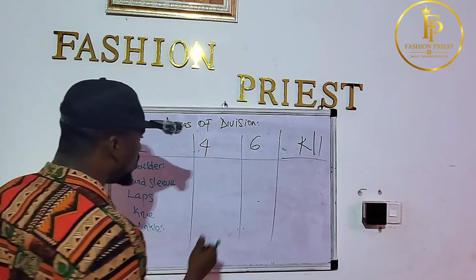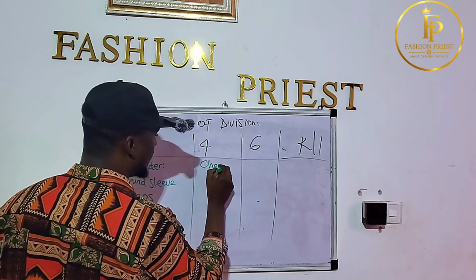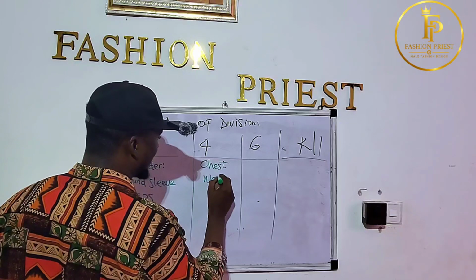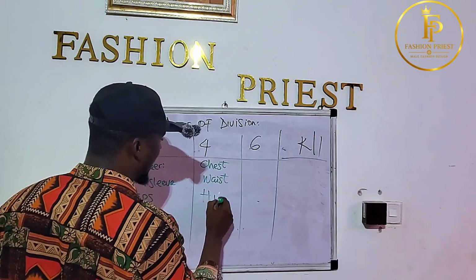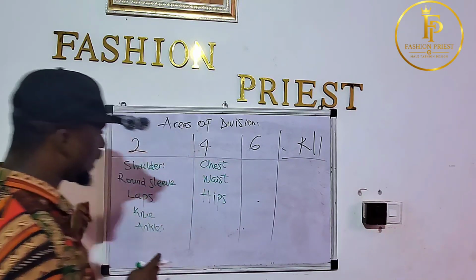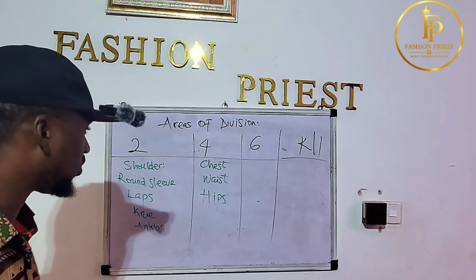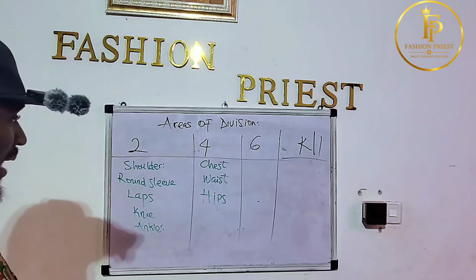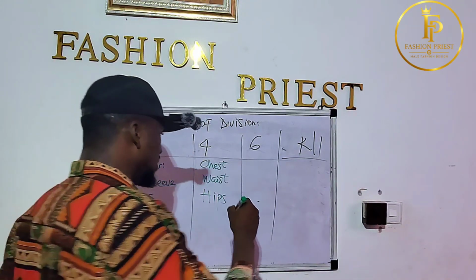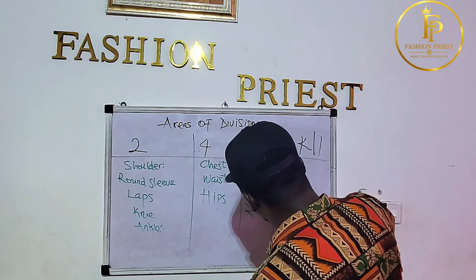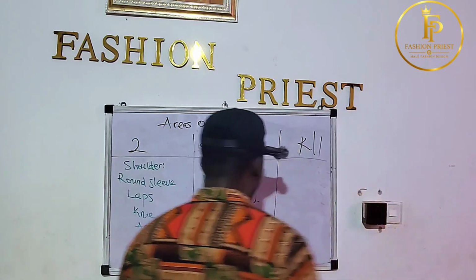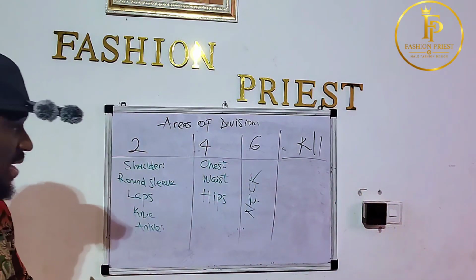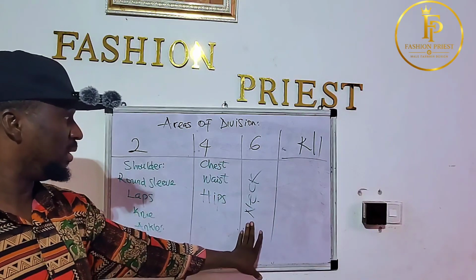Now, for the four column, we have the chest as the number one, we have the waist as next, and we have the hips as the last one as well. That means anything you have on the chest, waist, or hip, divide them by four. That's the simplest thing. Then for the six, we have only the neck as the only thing you divide by six. I will explain to you why it's by six as we progress. Let me not bug you with this now.